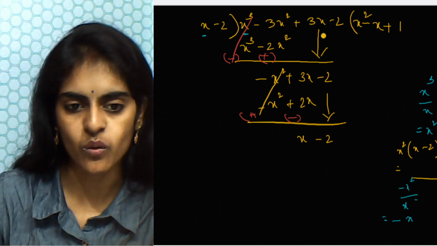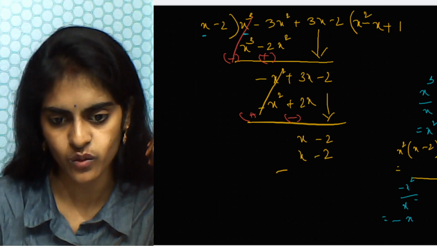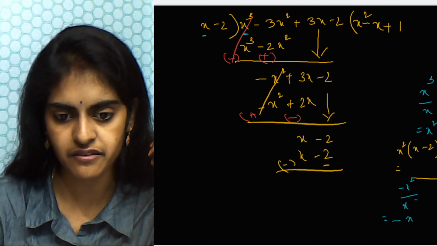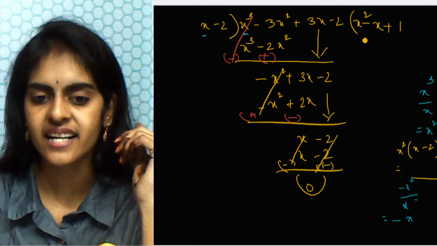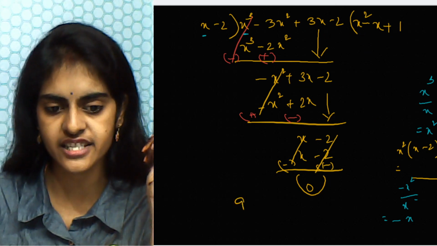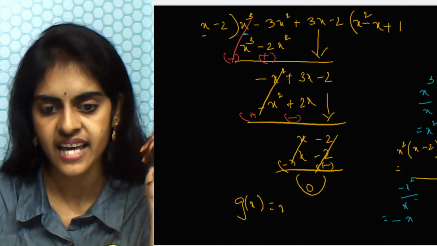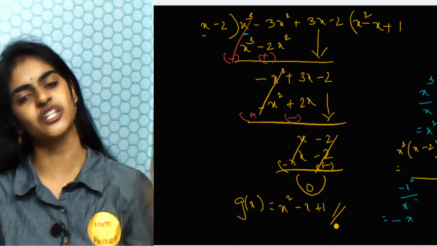So see, 1 into x is x and 1 into minus 2 is minus 2. So subtracting, what do you have? You have 0. So what is the answer you got? Dividing these two, the answer you got is g of x is nothing but x square minus x plus 1. So this is the required g of x.